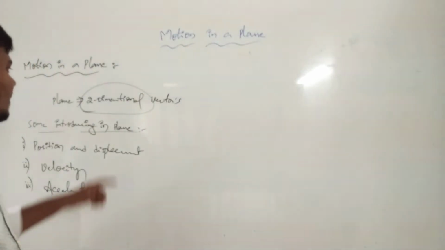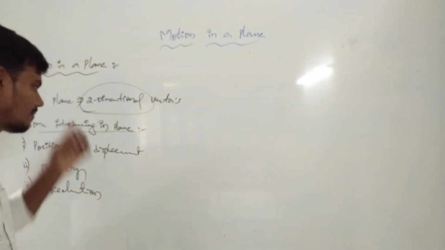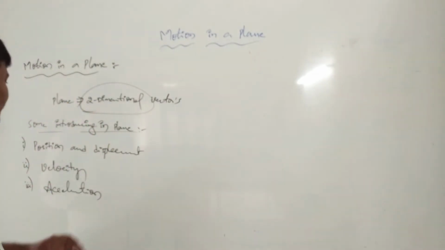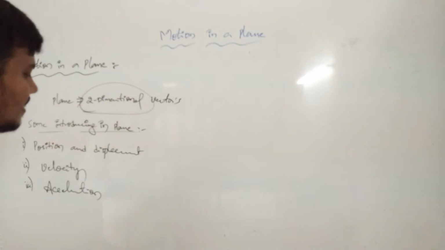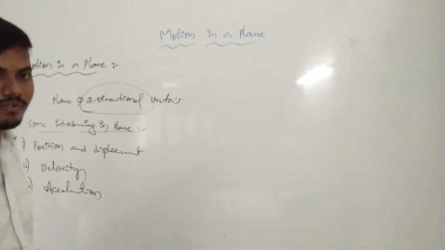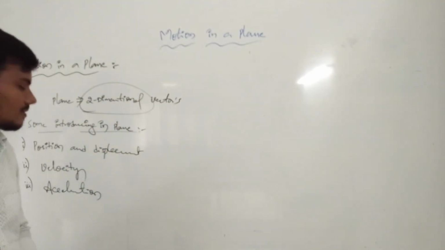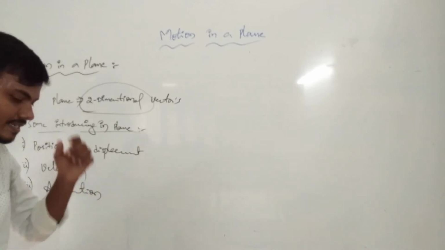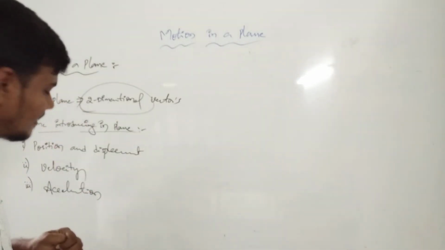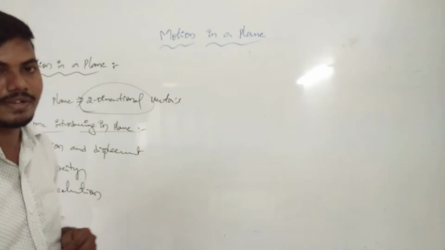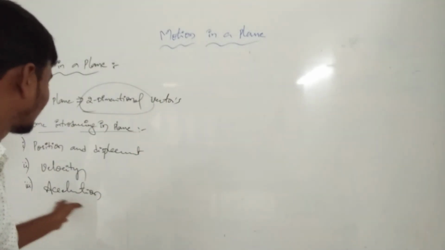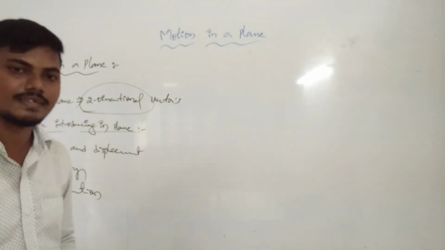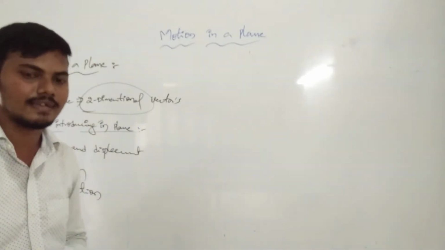Motion in a plane we can apply only for two-dimensional purposes. In two-dimensional vectors we introduce position and displacement first, second velocity, and third acceleration. Now we are going to velocity. Velocity is mainly of two types: first, average velocity, and second, instantaneous velocity. Similarly, acceleration is of two types: average acceleration and instantaneous acceleration.